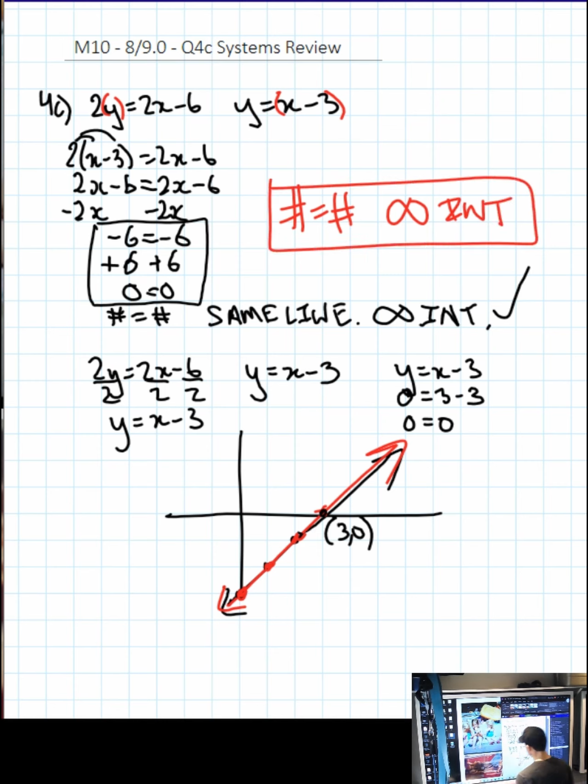So in the last two questions, we saw one intersection for each because they had different slopes. This question, they were exactly the same line. Therefore, we have an infinite number of intersections.